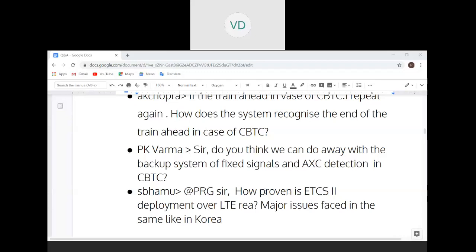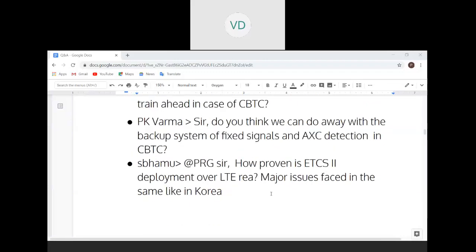Sir, PK Verma's question: do you think we can do away with the backup system of fixed signals? This has been discussed. We have discussed it, yes, it has been discussed.